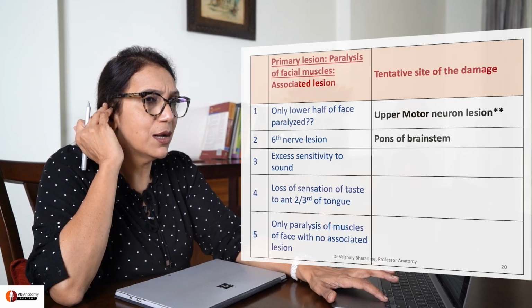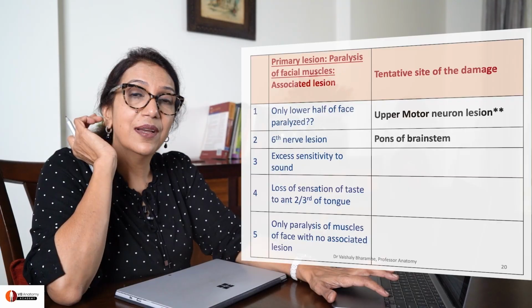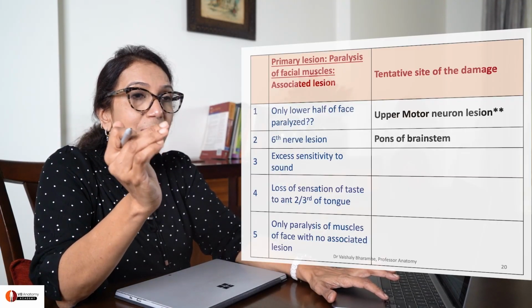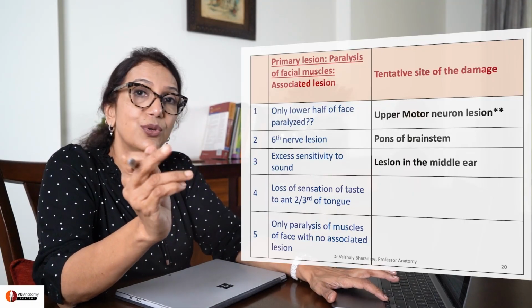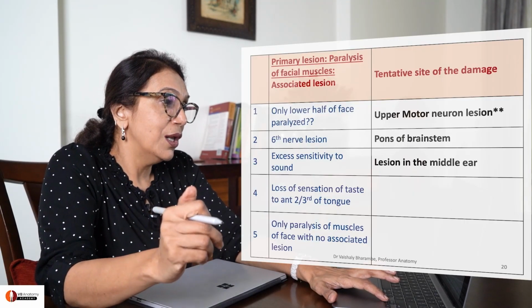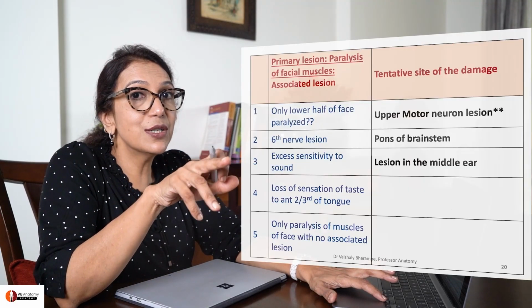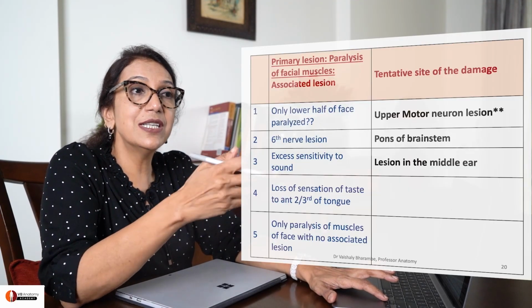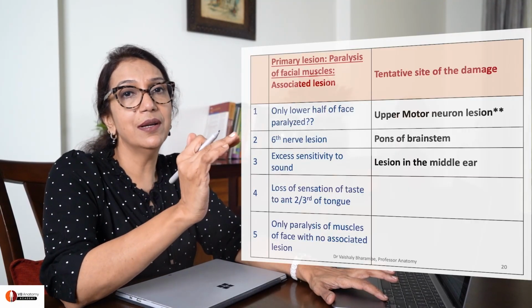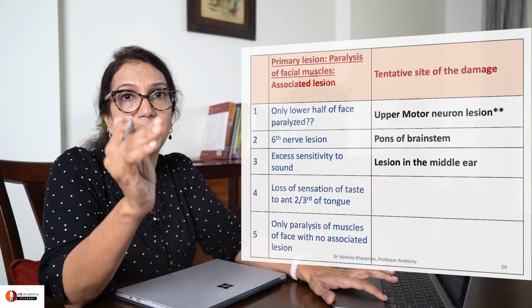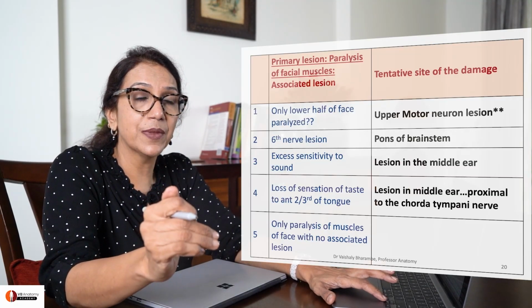Excessive sensitivity to sound. I can't bear this sound. This is too much. This is damage to your stapedius muscle, okay? So which means the injury is in the middle ear. Loss of sensation of taste to anterior two-thirds of tongue. Which nerve is gone? Chorda tympani, which is given off in the middle ear. So the injury is proximal to the chorda tympani branching from the facial nerve. So injury is again in middle ear.